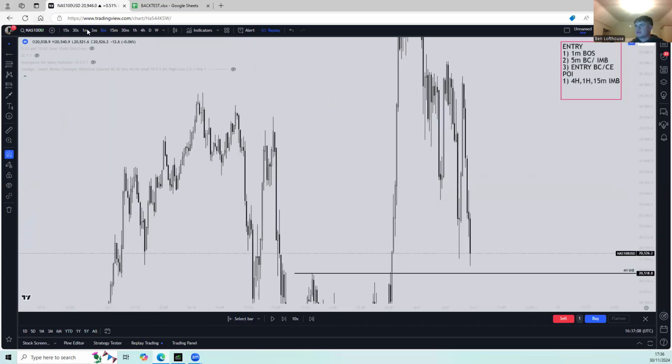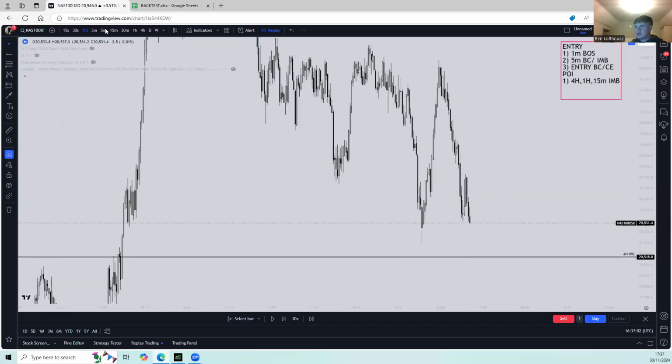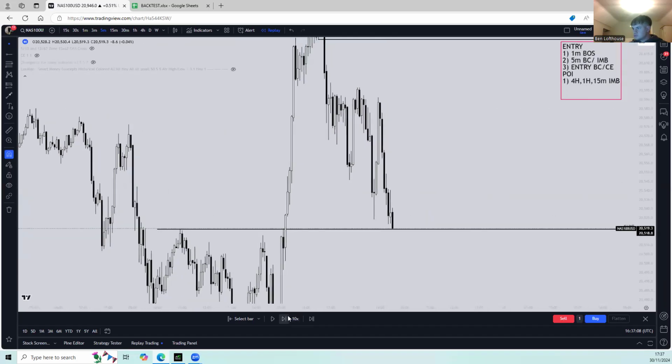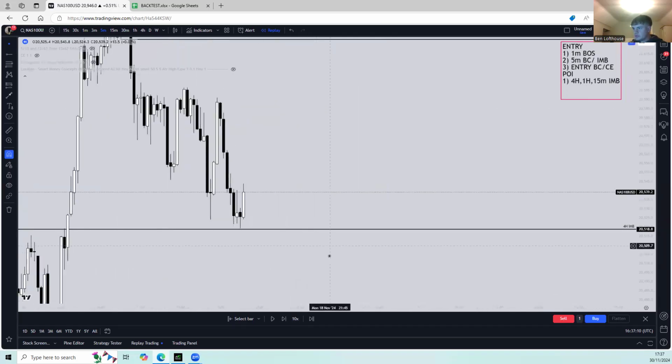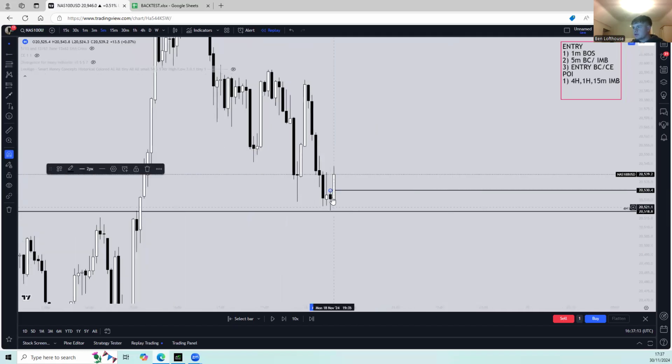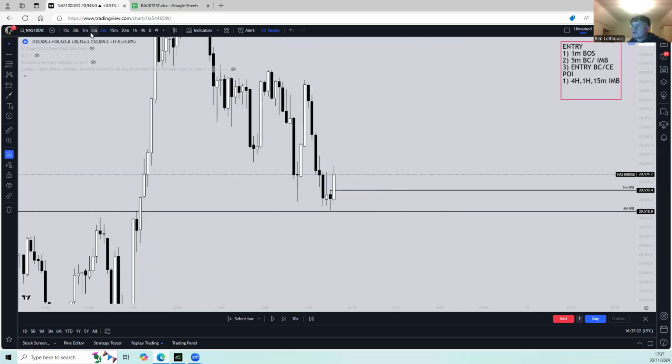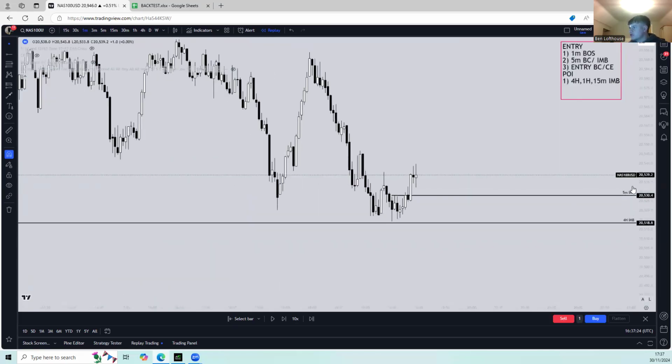So we didn't get the break there. Still got a 4 hour imbalance below. I'll just chill on the 5 minute. So we tap the 4 hour. We have a 5 minute imbalance here and a 5 minute candle. Tapping the 4 hour imbalance. We have a 1 minute break of structure.